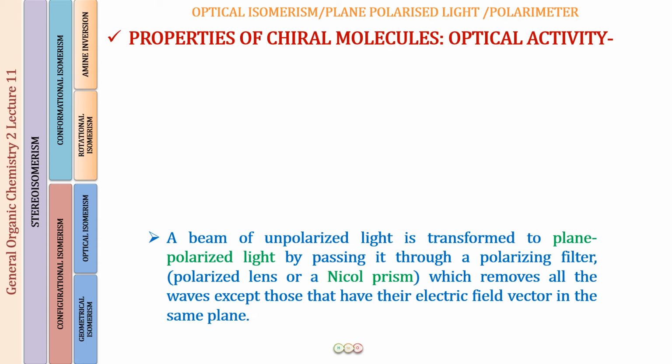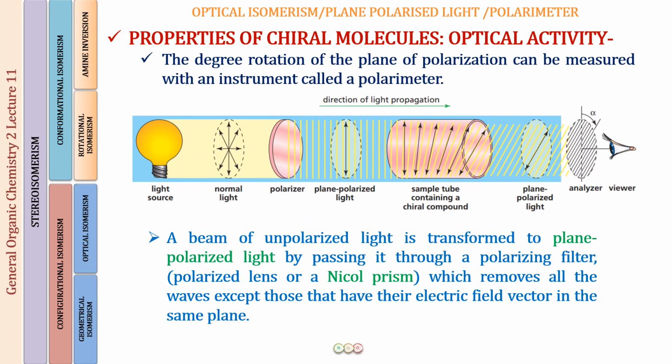Alright, and the instrument which can help us use this principle to measure optical activity is called a polarimeter. So what is a polarimeter going to do? Well, it is going to measure the optical activity of a substance. How is it going to do that? Well, it is going to measure the degree of rotation of the plane of polarization, and this is what we have to now understand: the working of a polarimeter.